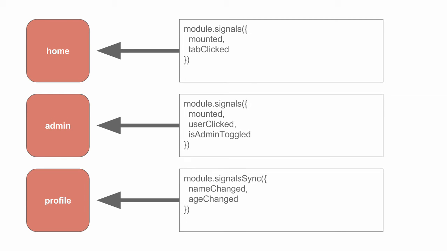The signals could be something like mounted, which would start the download of the news when the home component mounts, and tab clicked, which changes the index of the currently displayed tab. Similar signals are added for the other modules, where profile adds synchronous signals, which are typically used for text inputs.